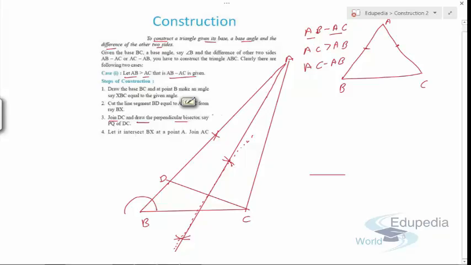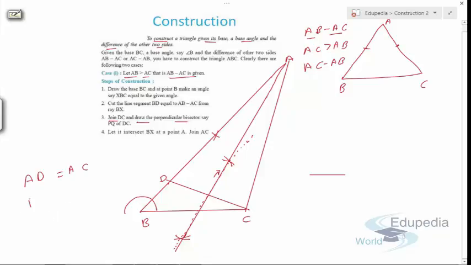So let's see how we can justify this now. It's given that the base BC and angle B have been drawn, and we also know that AD equals AC. Why? Because we have drawn this perpendicular bisector. So we can say that AD equals AC. Why? Because we have drawn this perpendicular bisector. We can say that properly, right?